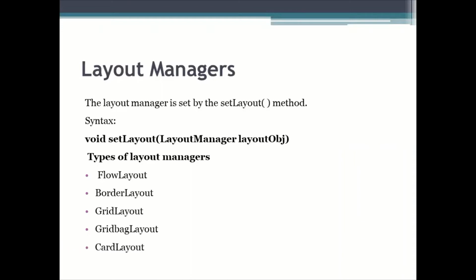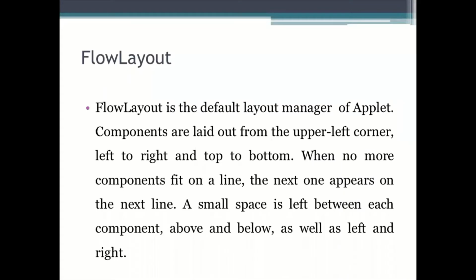Now we'll see flow layout. Flow layout is the default layout manager of applet. Components are laid out from the upper left corner, left to right and top to bottom. Means it will arrange the components row wise. When the first row is completed, it will transfer the control to the second row, and the gap between components will be 5 pixels.